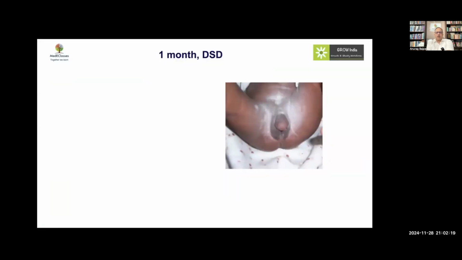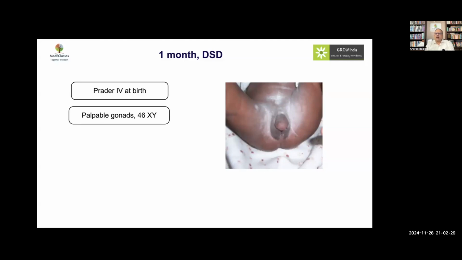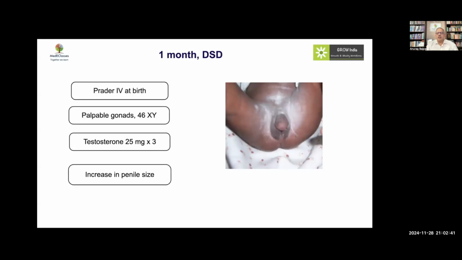We'll talk about two cases where the diagnosis made a big difference. We had a 1-month-old child with DSD who was referred to us with Prader stage 4, and there were classical features of XY DSD. This individual had been given testosterone, 3 doses, and people thought this is XY DSD. We have done our workup and then we'll go for surgery. But unfortunately, 5 years later the child developed renal failure.